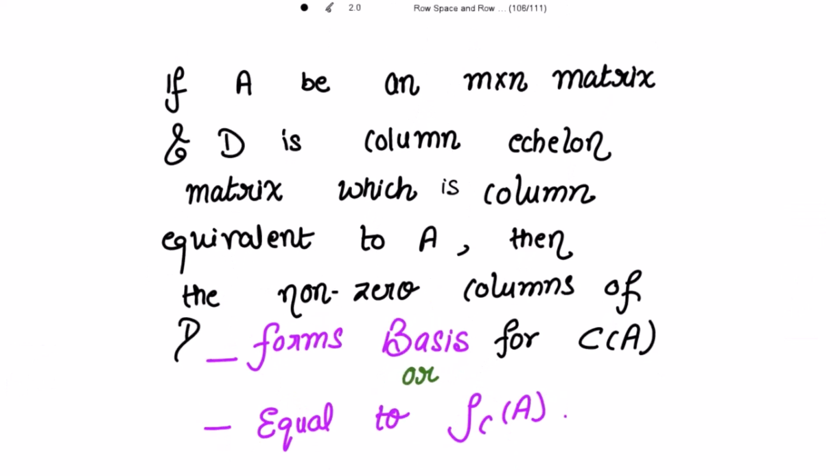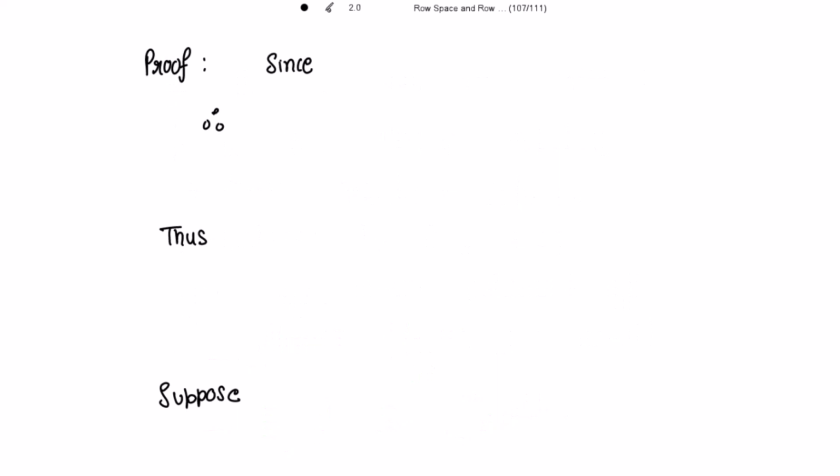The corollary is: if A is an m by n matrix and D is column equivalent to A, then the non-zero columns of D form a basis for the column space of A. This corollary can also be stated as: the number of non-zero columns of D is equal to the column rank of A. So we need to show this. Let's start with the proof.